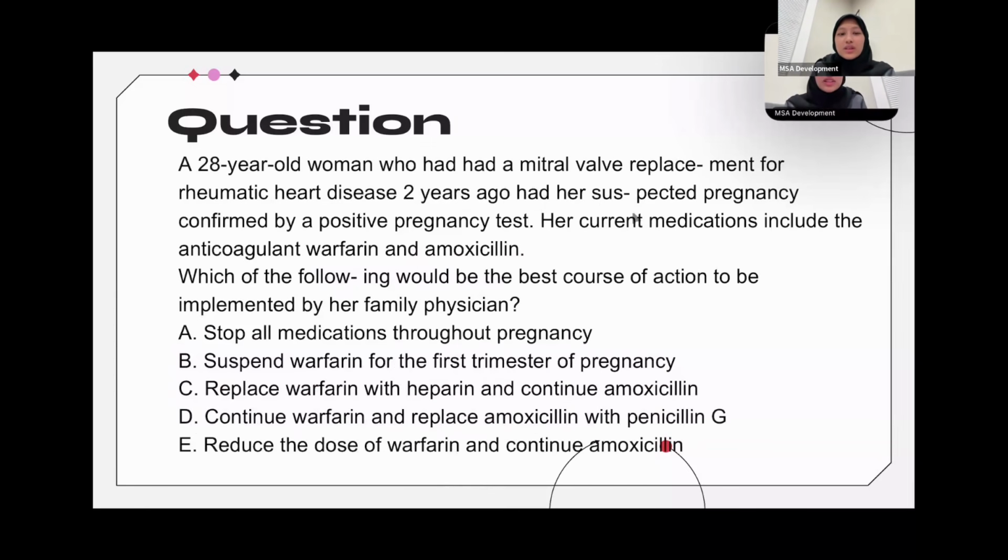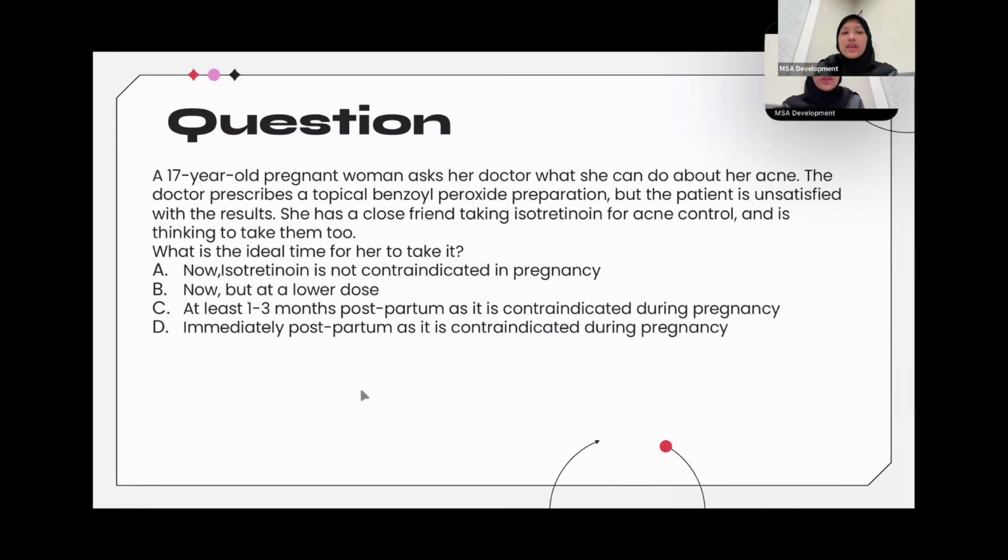Someone had suspected pregnancy. They were on warfarin and amoxicillin, which is the best course of action? Warfarin is contraindicated. Amoxicillin, if you remember, penicillins are okay. Aminoglycoside is the one that's not. So replace warfarin with heparin, continue amoxicillin.